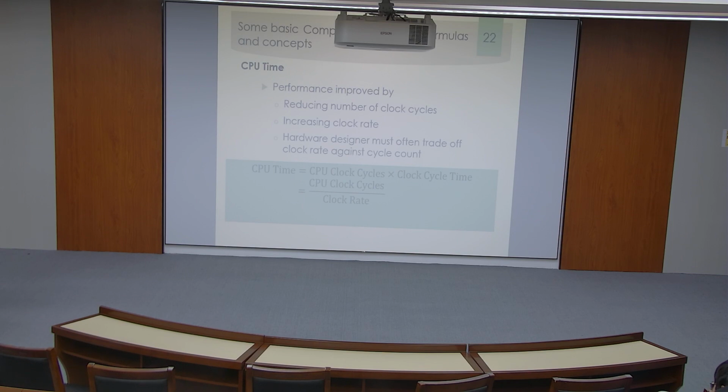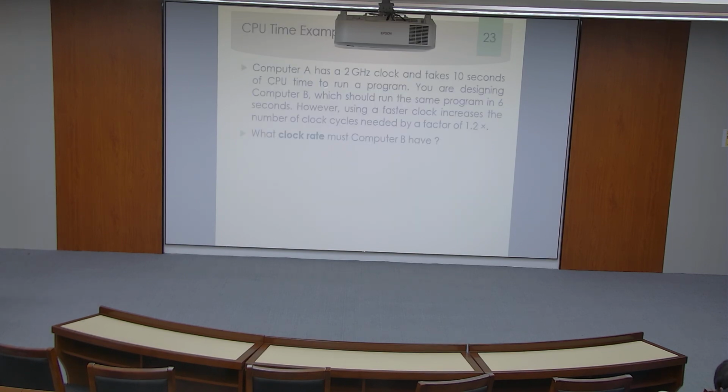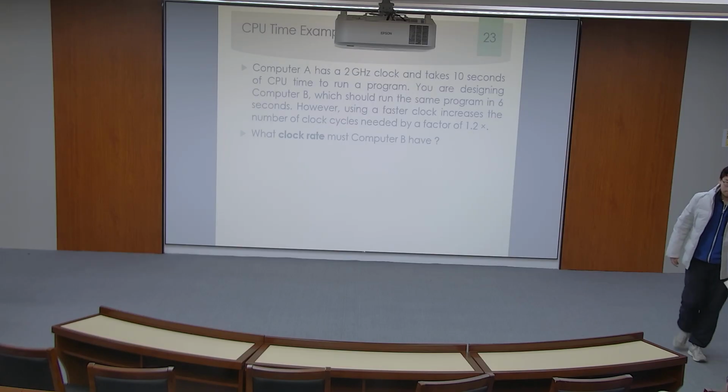To understand this, we have a computer A, which has a clock rate of 2 gigahertz, and it takes only 10 seconds of CPU time to run a program. And you want to design another computer B, which should run the same program in 6 seconds. However, using a fast clock increases the number of clock cycles by a factor of 1.2. So which clock rate must computer B have?